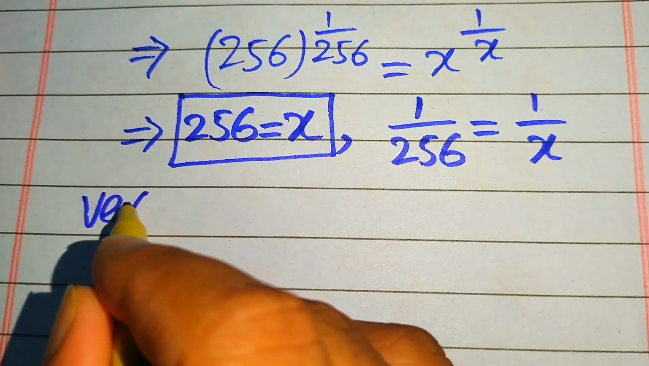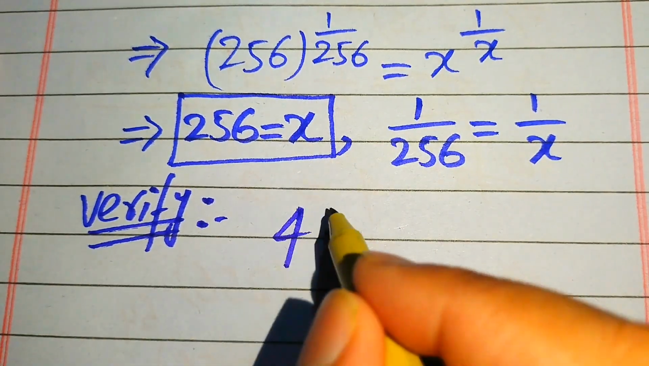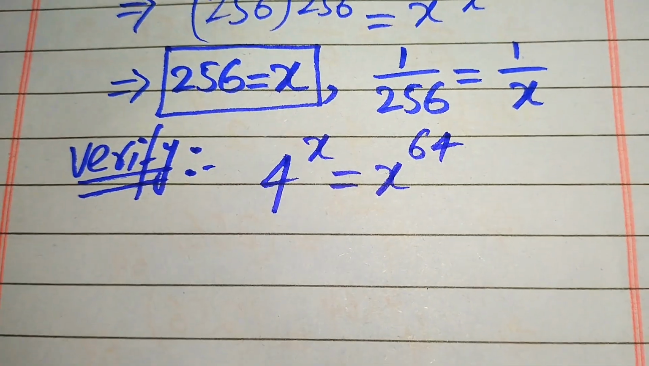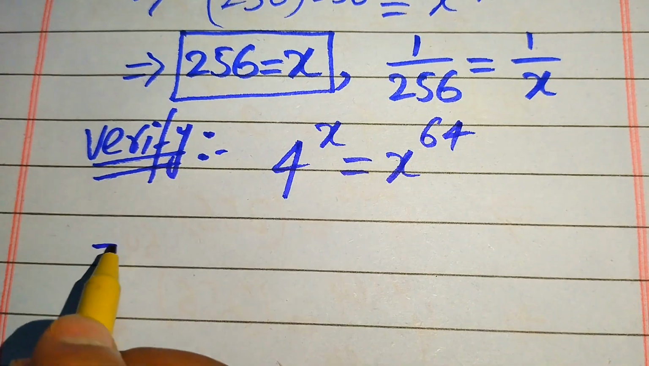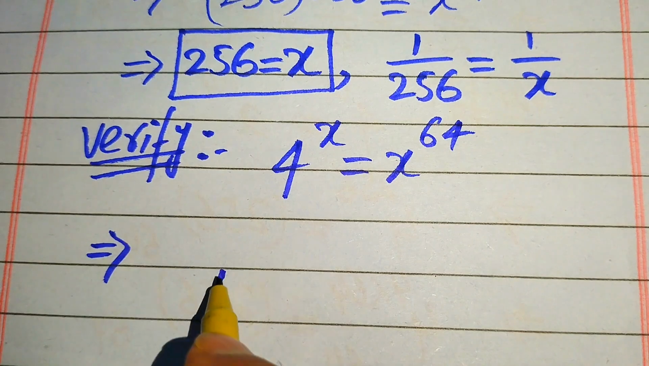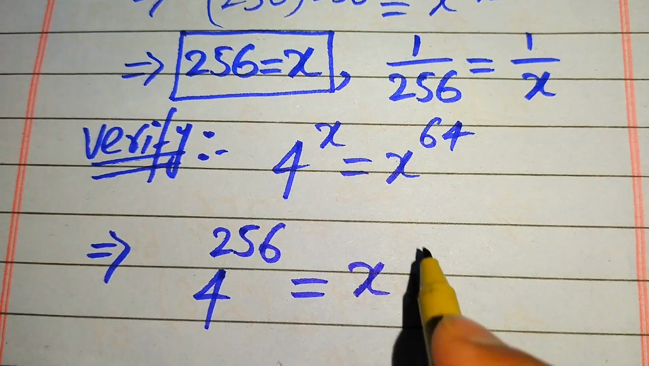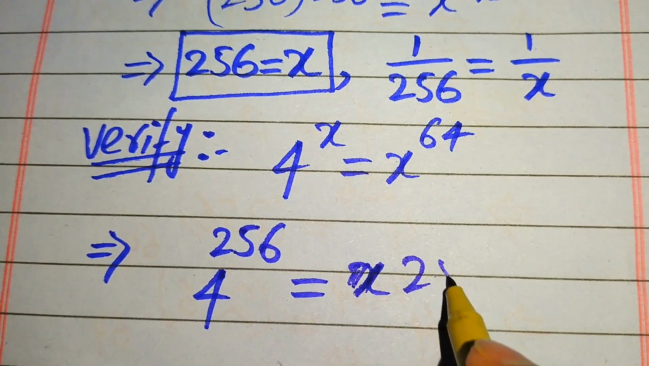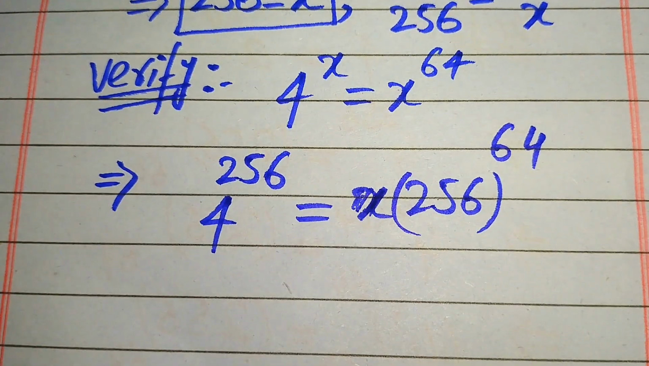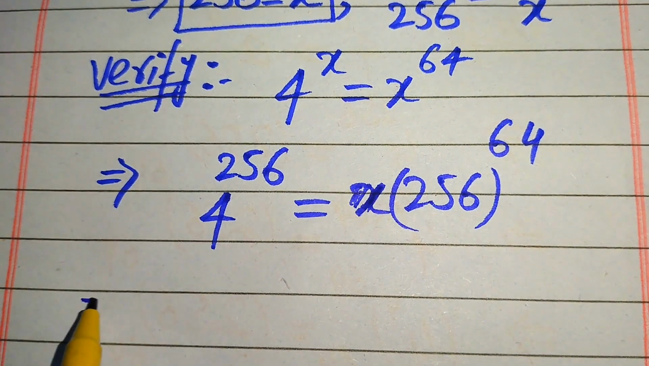So for verification of this value of x, we need to copy down the given question statement. Here it is 4 to the power of x is equal to x to the power of 64. And here we substitute the above value of x on both of the sides and we check its behavior. When we put it into the left hand side, it becomes 4 to the power of 256 is equal to, here again, 256 to the power of 64. So here we need a little bit more simplification in order to make both of the sides equal.